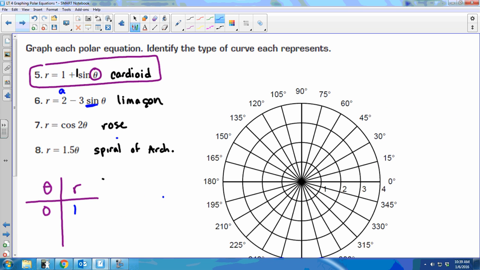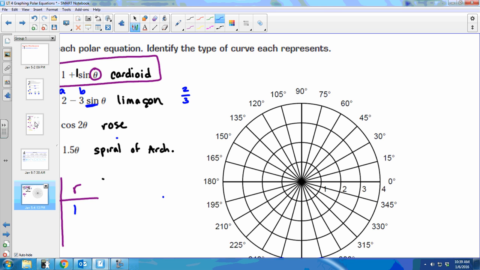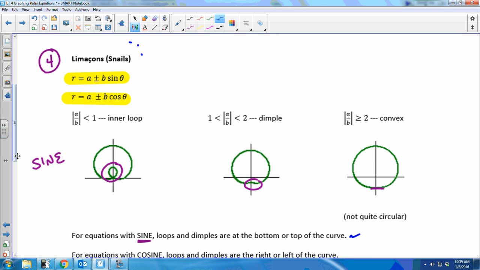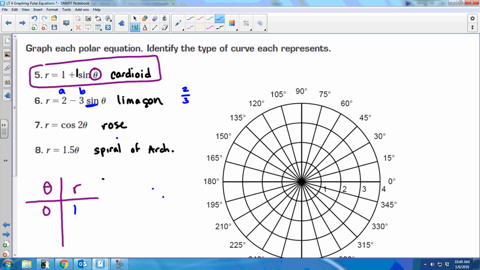I also know that a is 2 and b is 3 if we're talking about the absolute value, right? So if I'm looking at 2 over 3, I can fit that into one of the categories from the reference sheet. Is 2 over 3 less than 1, between 1 and 2, or greater than or equal to 2? 2 over 3 is less than 1. So I know there's supposed to be an inner loop for this. Not just a dimple like the last one, it's going to have an actual loop inside. By looking at the reference sheet, I've already determined what's going to happen. It's going to be at the bottom or top of the function.